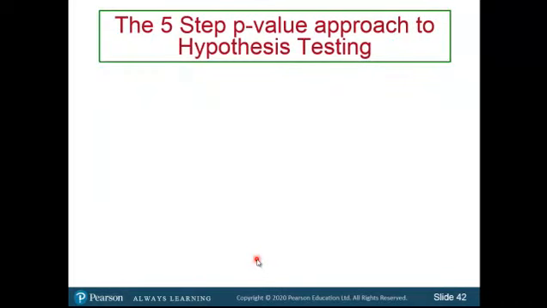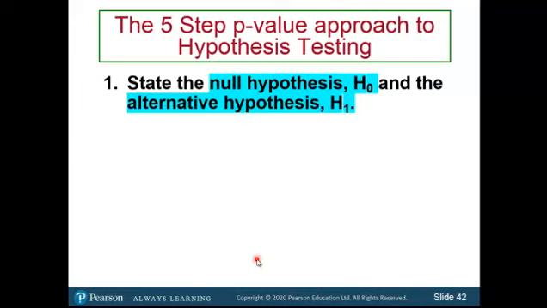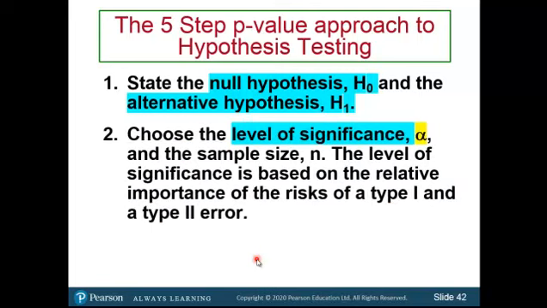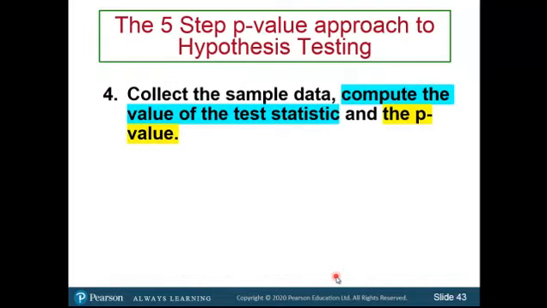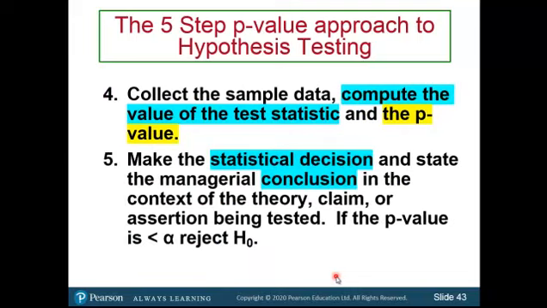So there are 5 steps in the p-value approach to hypothesis testing. First step is to state the null hypothesis H0 and the alternative hypothesis H1. Step number 2, choose the level of significance alpha and the sample size n. Step number 3, determine the appropriate test statistic and the sampling distribution. Step number 4, collect the sample data, compute the value of the test statistic and the p-value. Step number 5, make the statistical decision and conclusion.